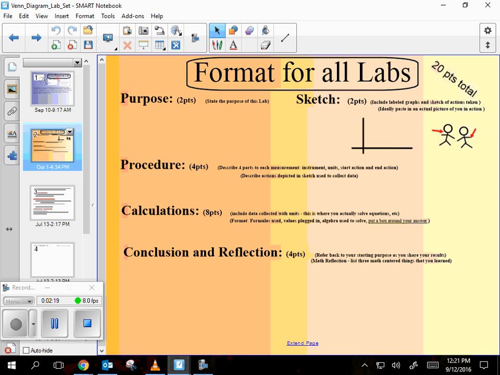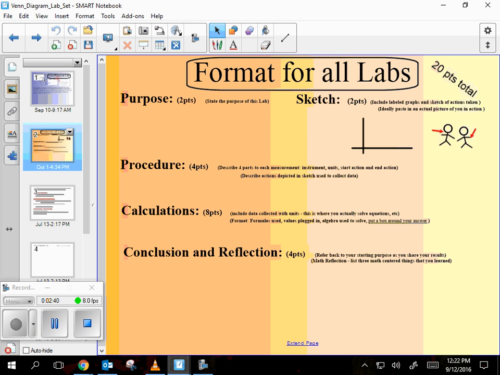Okay, the next one, procedure. It's not worth as much as calculations because you're just saying in words, generally, what did you do? I polled my friends. I asked them this question. I recorded the data. Then I made a few questions about the data, and I have a probability chart to show for it. That would be an example of the procedure.